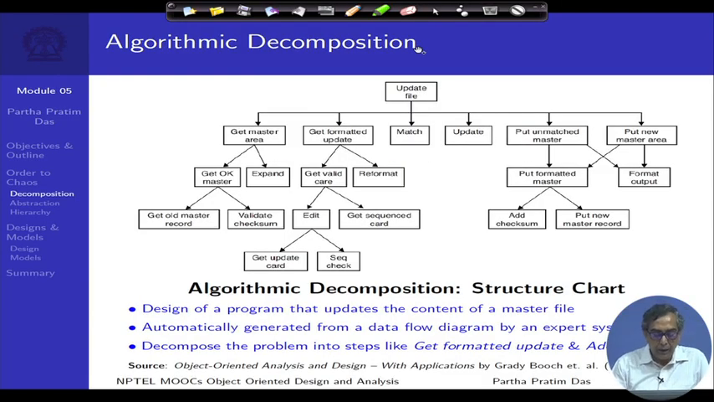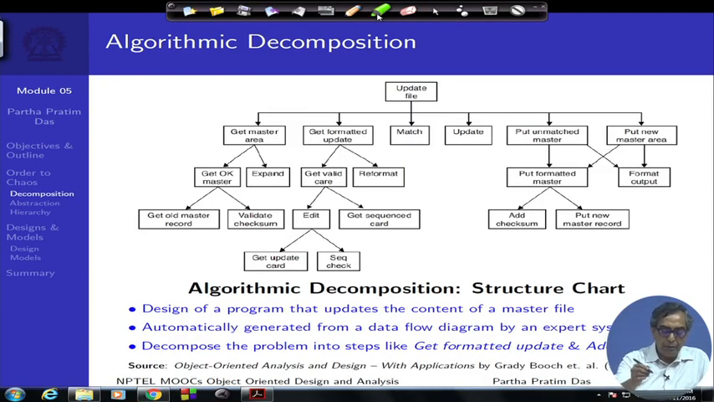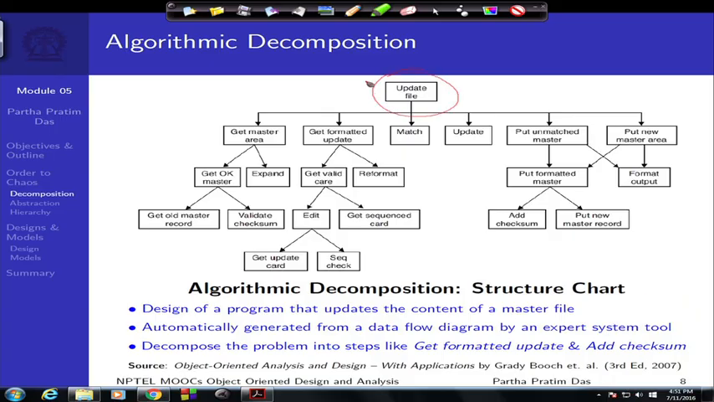So, here is an example. This example is from our textbook. Here the problem is to update a file. This is the top level problem that we want to actually address and solve. For doing that, certainly a file will have some master area where the information about the file is written, then the format of the file, then there are several matching and update operations that need to be done. If I am updating the file, the new master area needs to be put up and so on.